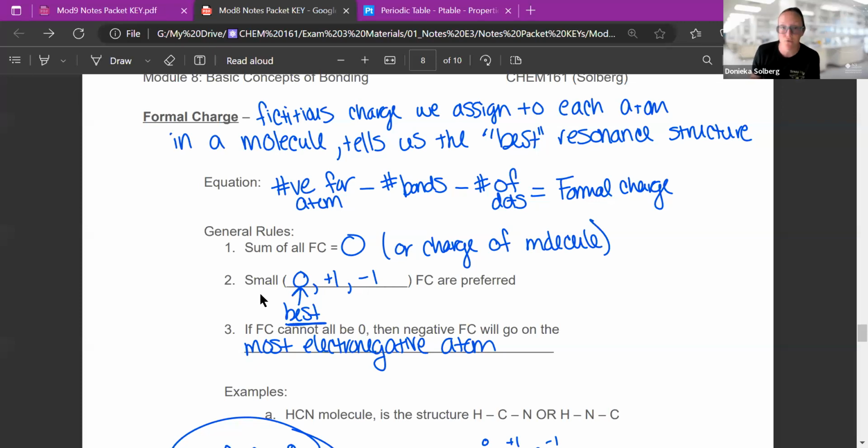You do not want large formal charges. 0 is the best formal charge. That means that atom is happy. It's got the number of bonds it wants, and it has the number of electrons it wants. It's good. All right, so the smallest is the best.